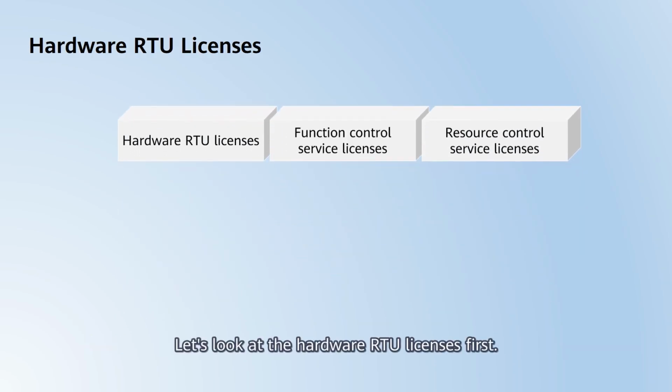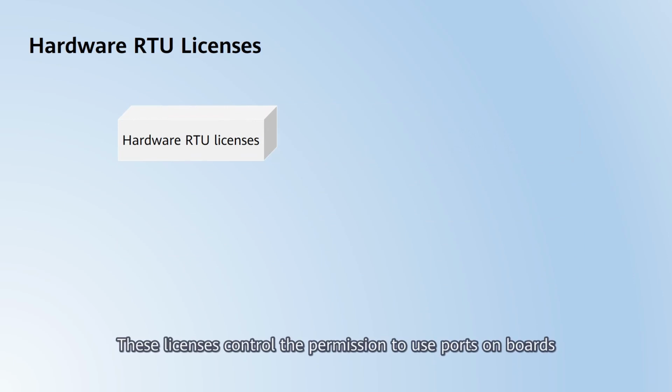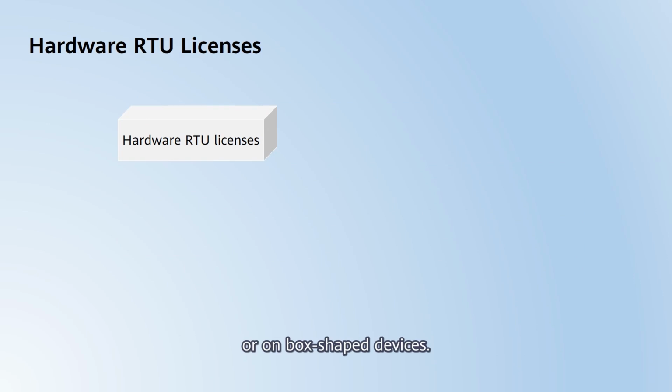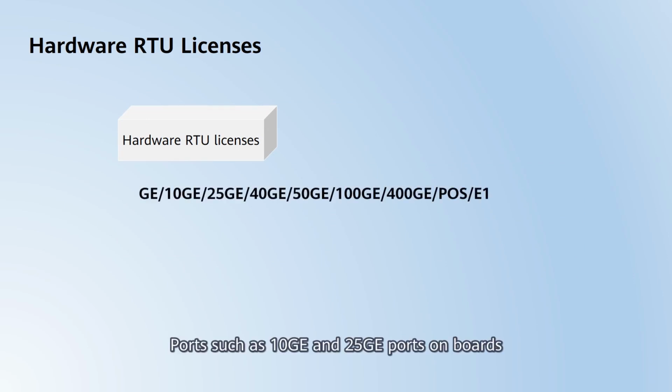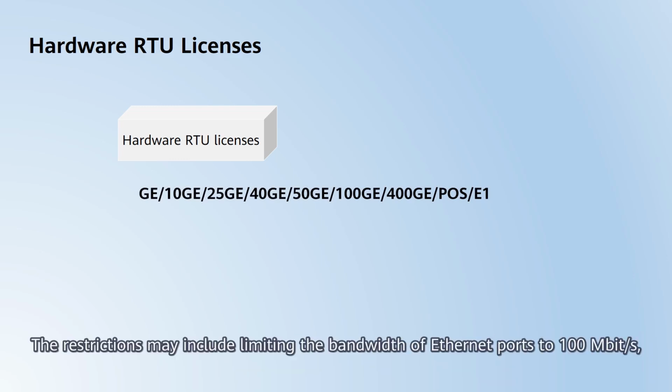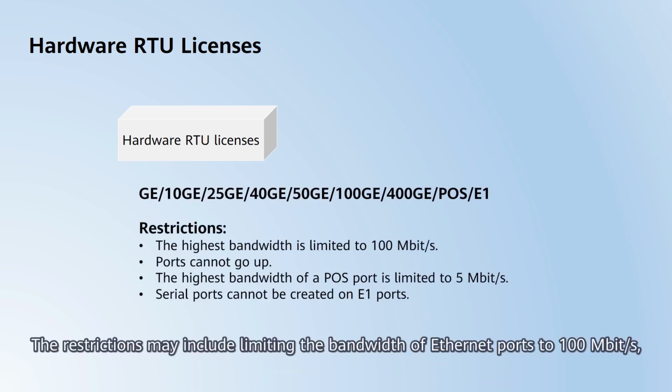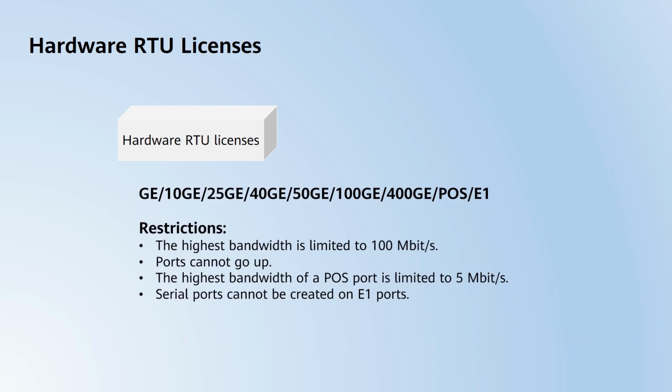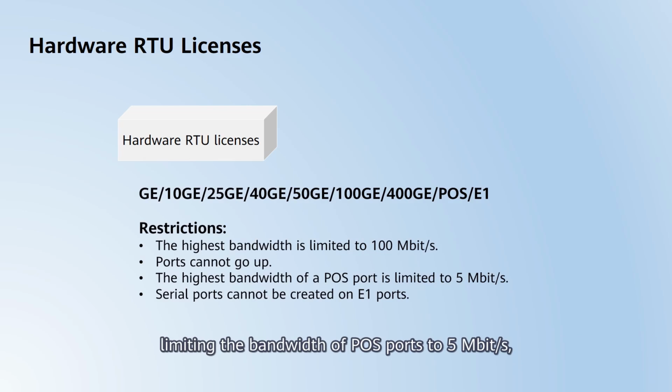Let's look at the hardware RTU licenses first. These licenses control the permission to use ports on boards or on box-shaped devices. Ports such as 10GE and 25GE ports on boards or devices sold in consumption model (CM) are restricted until hardware RTU licenses are activated. The restrictions may include limiting the bandwidth of Ethernet ports to 100 megabytes per second, preventing them from going up, limiting the bandwidth of POS ports to 5 megabytes per second, or preventing serial ports from being created on E1 ports.